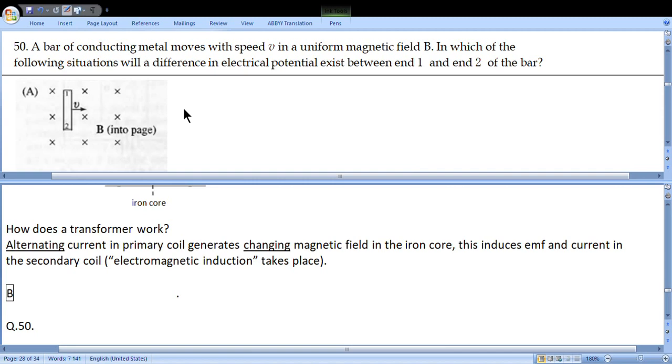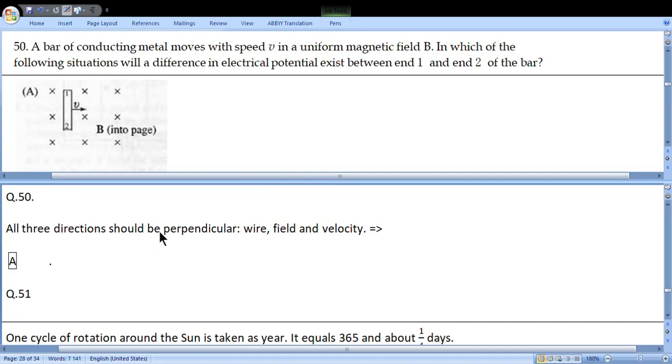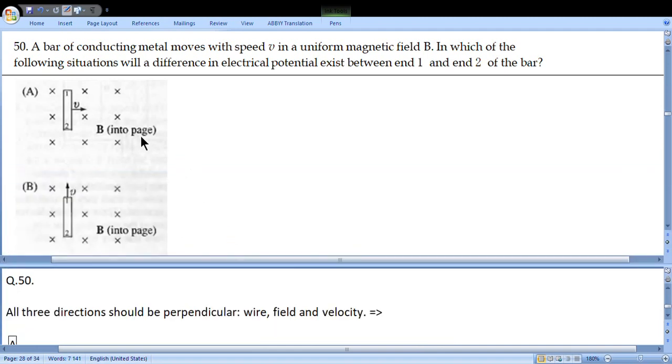Question 50. A bar of conducting metal moves with speed v in uniform magnetic field B. In which of the following situations will a difference in electrical potential exist between end 1 and 2 on the bar? So, all three directions should be perpendicular: direction of wire, direction of field, and velocity. If we look through the choices, here we have this situation: 90 degrees, 90 degrees, and 90 degrees.